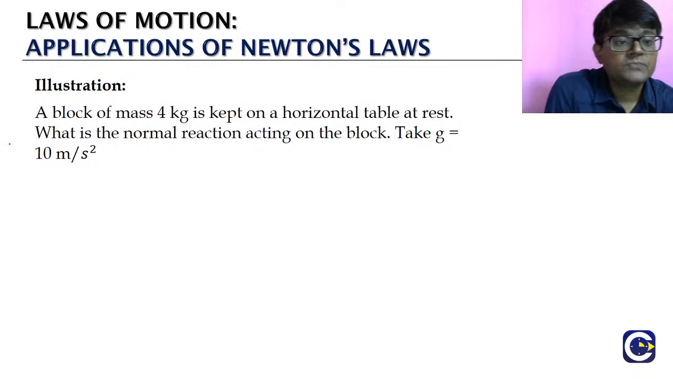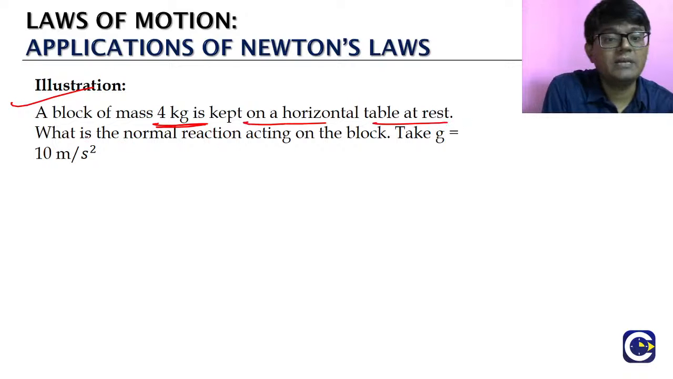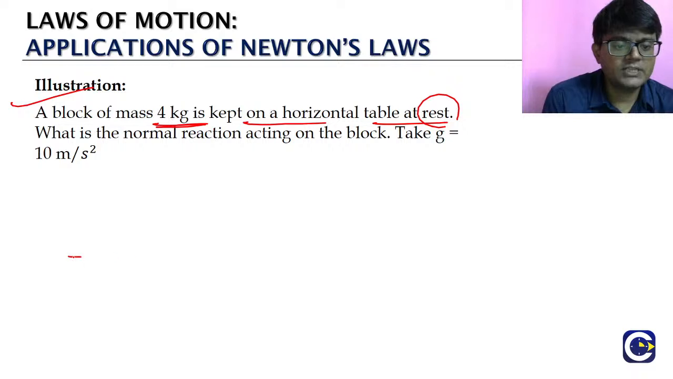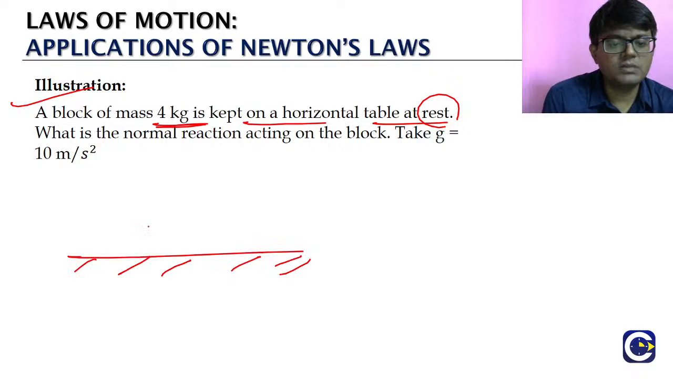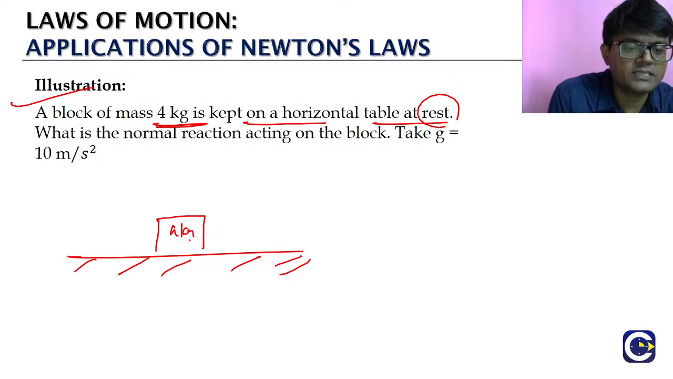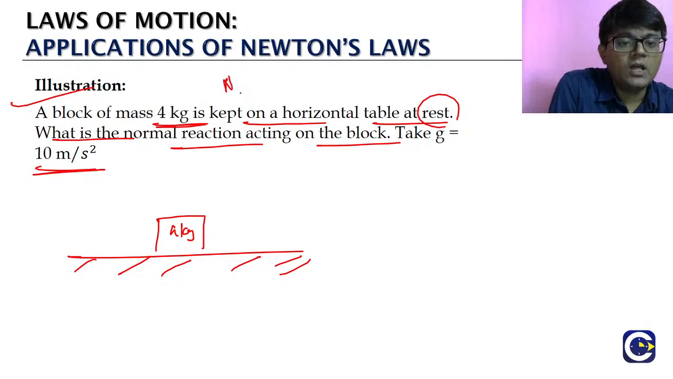A block of mass 4 kg is kept on a horizontal table at rest. We have to underline these important words. So there is a table, and on the table the block is kept at rest. Rest means equilibrium condition. What is the mass of the block? 4 kg. What is the normal reaction acting on the block? Here we have to find the normal reaction.